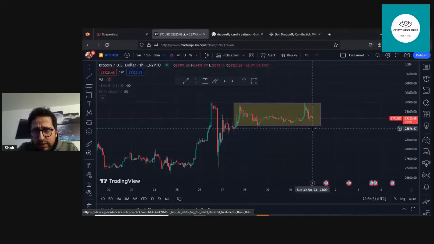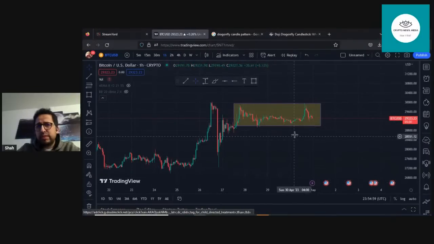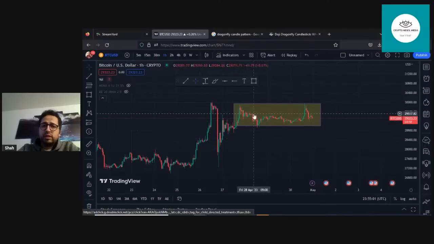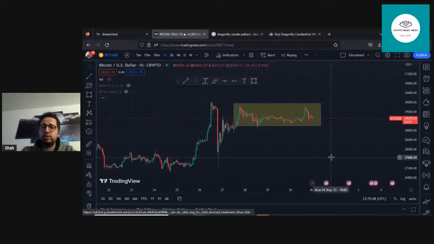And this is 30th of April, which is today. So this is basically your 3 days time frame. And you can see that in the previous 3 days, it has only gone up and down in a $1,000 range from 29 to 30. So this cube, this rectangle can help you with that.